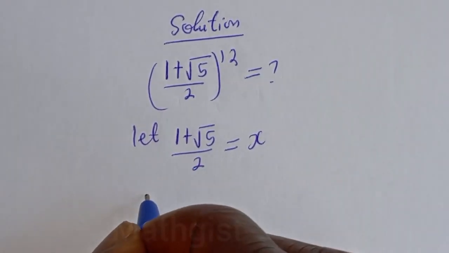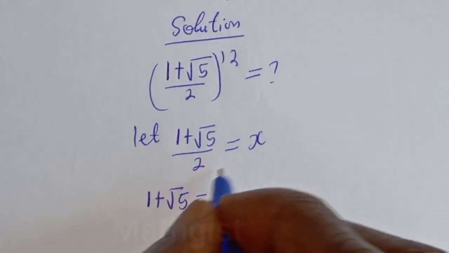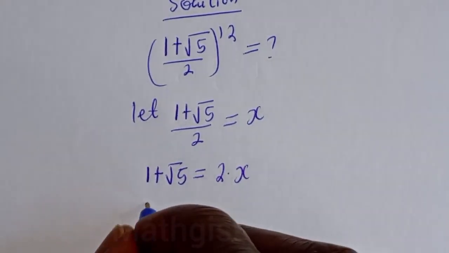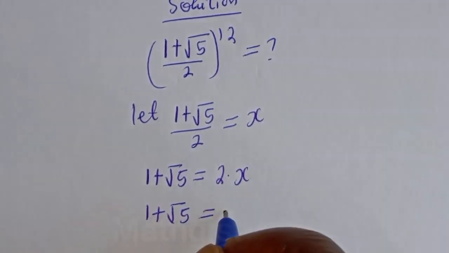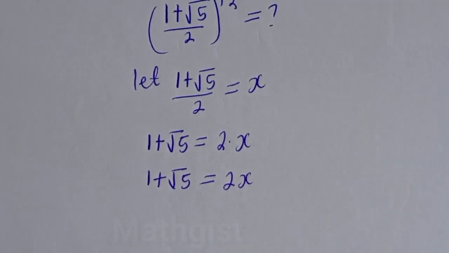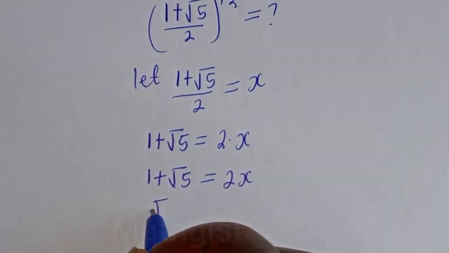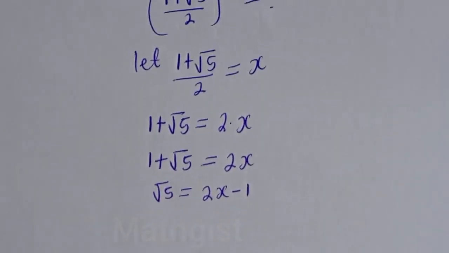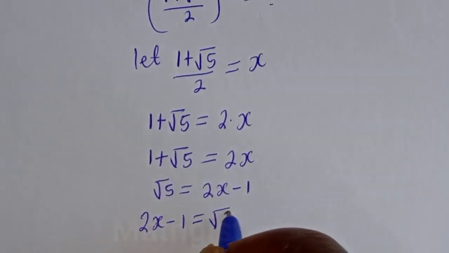Then 1 plus square root of 5 will be equal to 2 multiplied by x. Now 1 plus square root of 5 will be equal to 2x. From here, root of 5 will be equal to 2x minus 1. Then let's rearrange: 2x minus 1 is equal to root of 5.